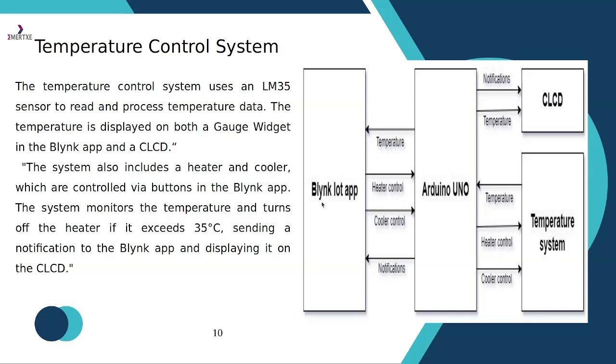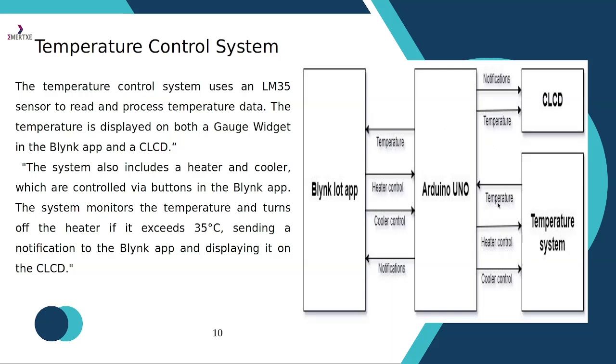All these communications display as a notification on the app and also on the screen. So if I turn on the heater, I'm supposed to see a notification or a message over here, and I'm supposed to see a message over here. If I turn on the cooler, it's the same thing, I need to check the messages here and then here.